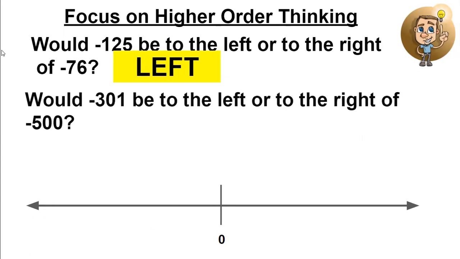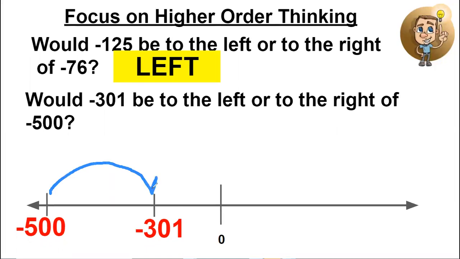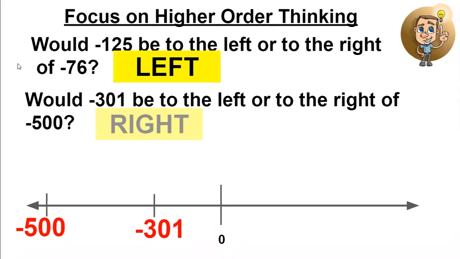Would negative 301 be to the left or to the right of negative 500? Let's plot both numbers on our number line. There's negative 500. There's negative 301. So is negative 301 to the left or to the right of negative 500? Well, it's to the right, right? Okay, did you say that? Gotta really think now, don't you? It's to the right. Excellent.